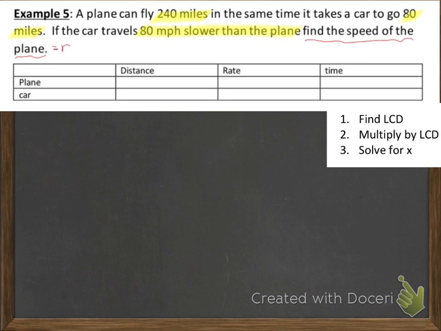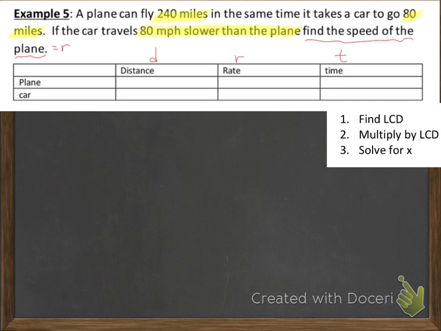Notice we have already started the organization part of our strategy. So we have our distance, we have our rate, and we have our time. And then we have the two modes of transportation, which are the airplane and the car. So we already have some of this information given to us. So let's go ahead and fill in this table.